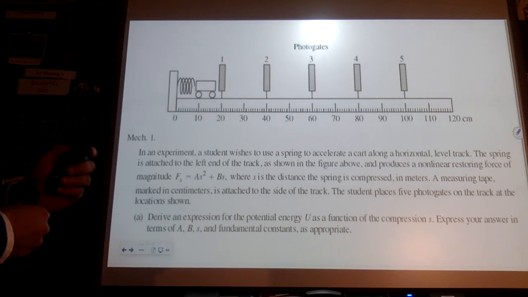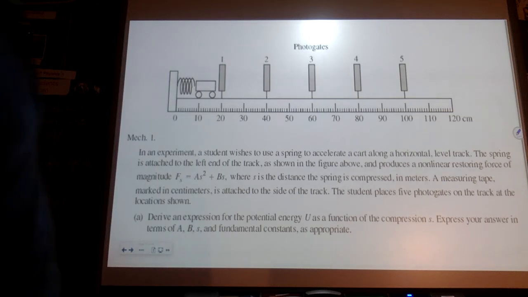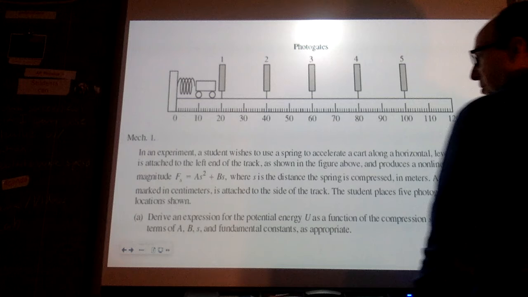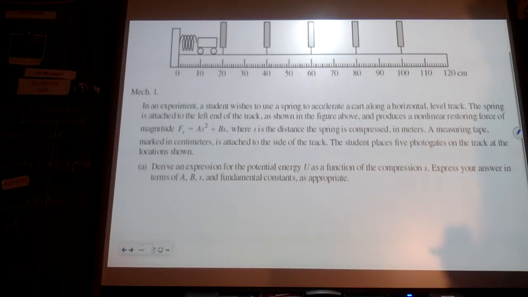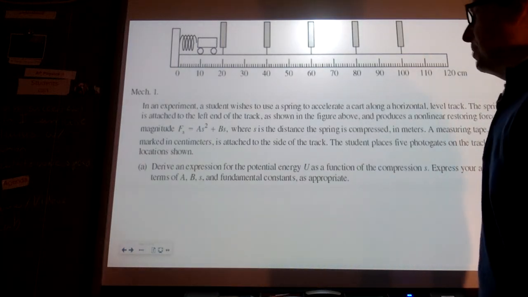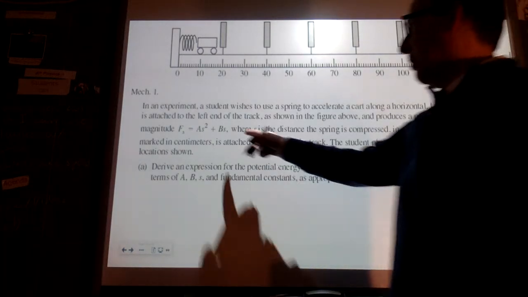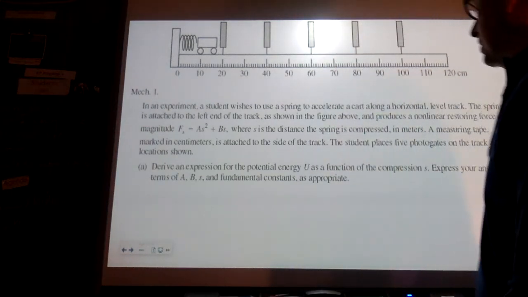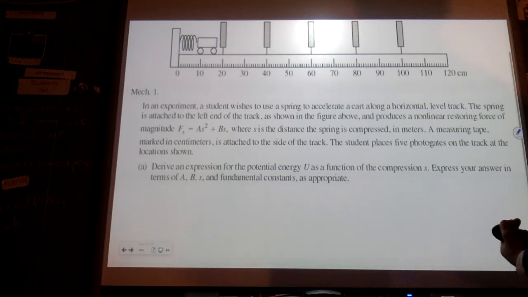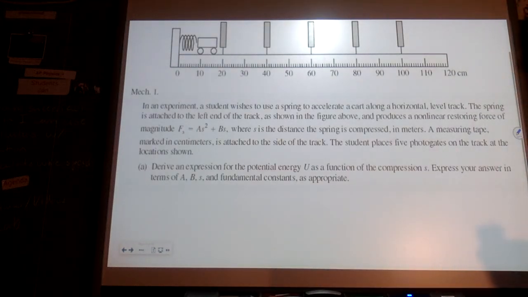All right, in an experiment, a student wishes to use a spring to accelerate a cart along a horizontal level track. The spring is attached to the left end of the track as shown in the figure above and produces a nonlinear restoring force of magnitude F of S equals A S squared plus B S. Again, very often, and it seems weird, but S is used as a position. So that's our distance. S is the distance the spring is compressed in meters, and a measuring tape marked in centimeters is attached to the side of the track. The student places 5 photogates on the track at locations shown.